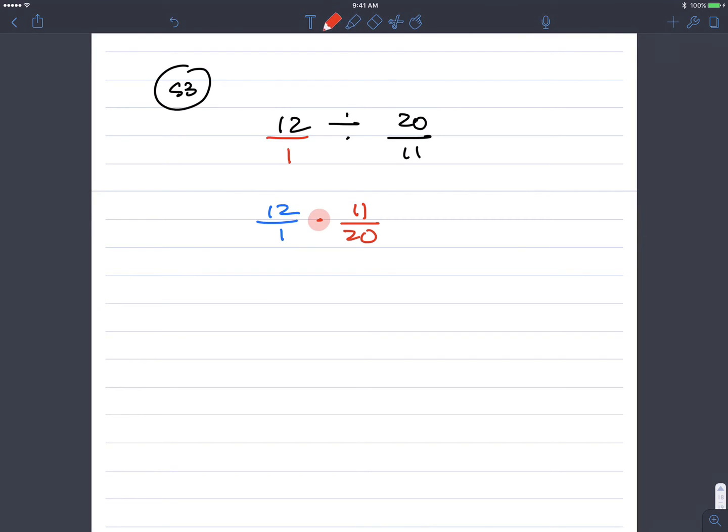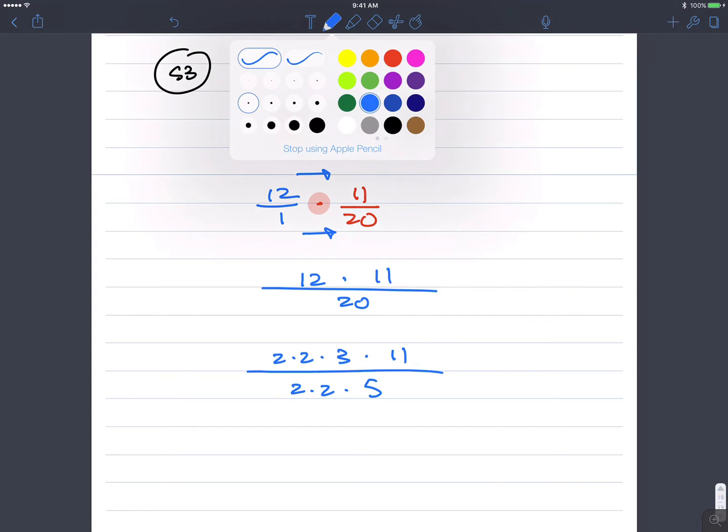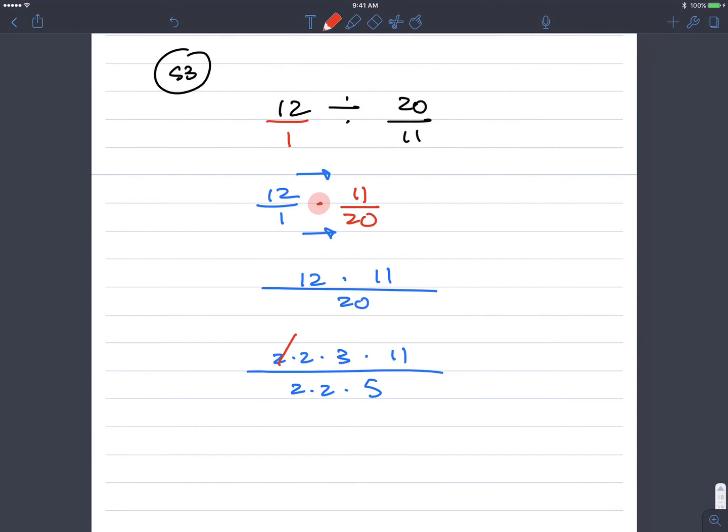Make sure you multiply now. You multiply by multiplying horizontally across. So we get 12 times 11 over this 20, because 1 times 20 is 20. Break the numbers down. 12 is 2 times 2 times 3. 11's prime. 20 is 2 times 2 times 5. By the cancellation property, a 2 on top and bottom go away. Go away. We're left with, final answer, 33 over 5.